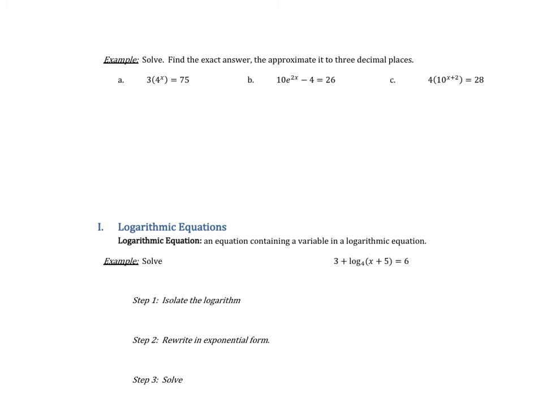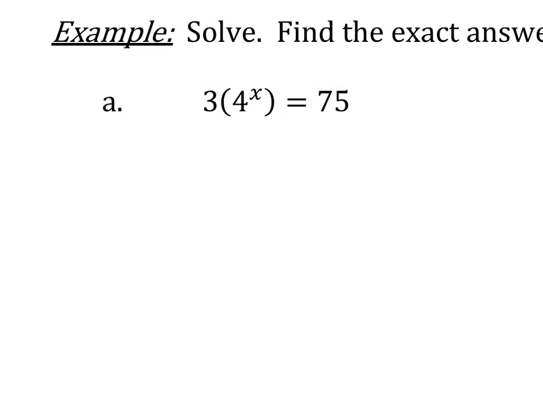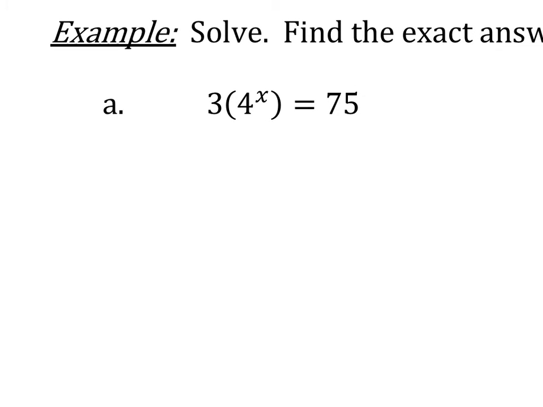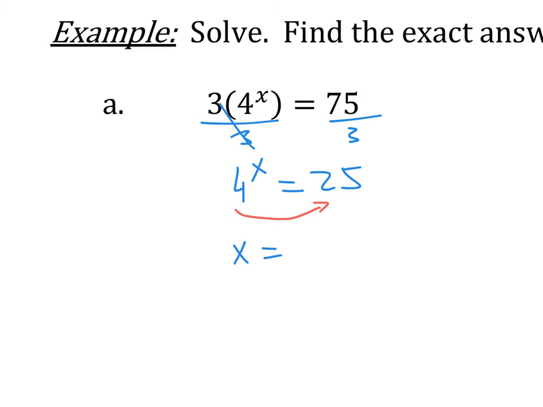So let's try that same step to find the exact answer of these and then the approximate answer. Okay, so don't change it yet. You want to get that exponential all by itself. That 4 to the x in this case, so divide the 3 off. 4 to the x equals 25. Now we want to change it to a logarithm. Okay, we're using the definition of a logarithm.